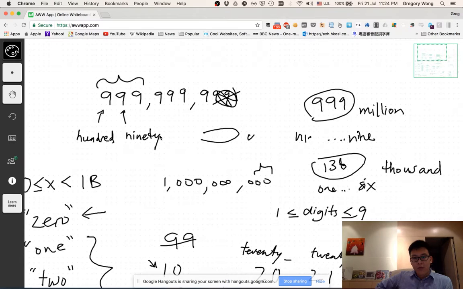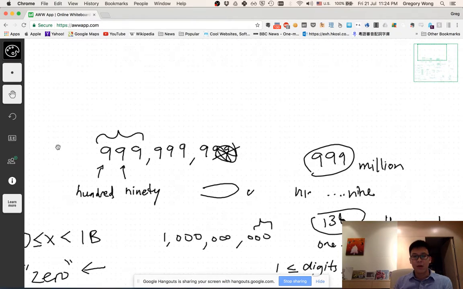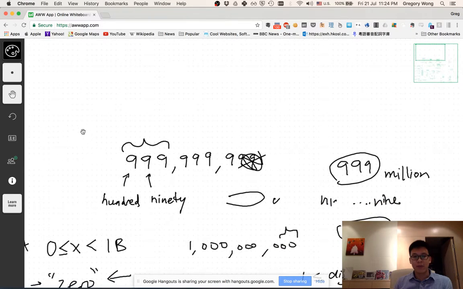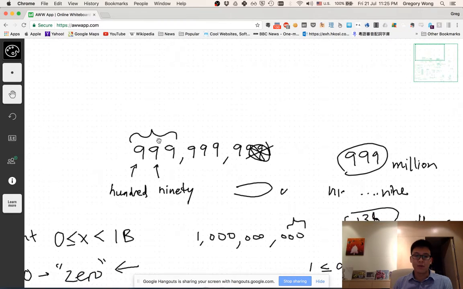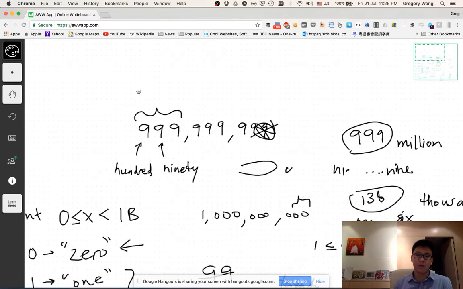But back to this solution. The time complexity would also be constant because you're doing about nine operations at most for each number.